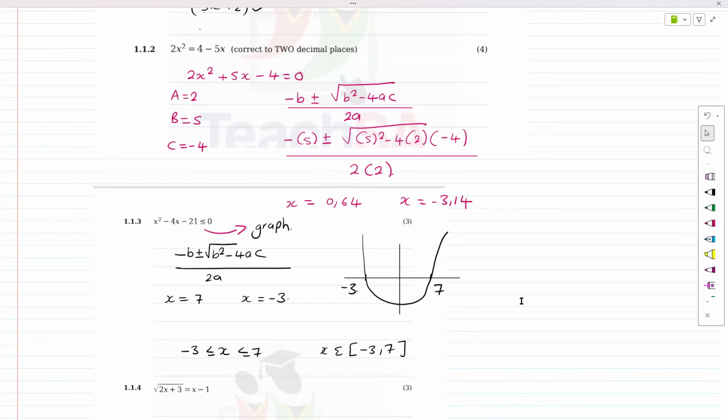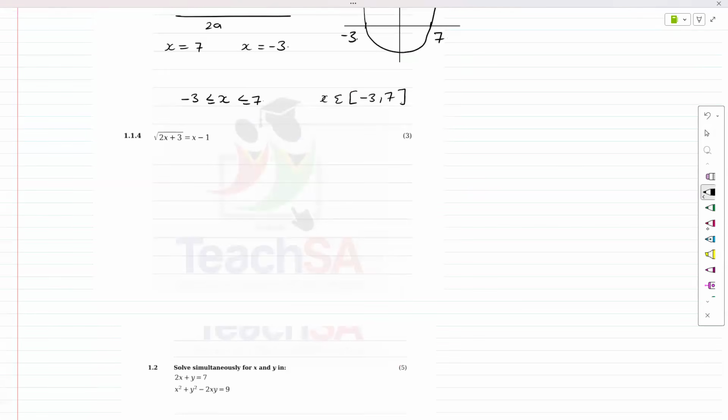Okay, the next one. Whenever you have a root, please remember that you have to test your answer, because one of the answers most likely doesn't work out. And you get a mark for that answer that does not work out. Test means take your x answer and put it back into the question and see if the left-hand side equals the right-hand side. But for now, I'm going to take the square root over and I'm left with x plus 1 squared.